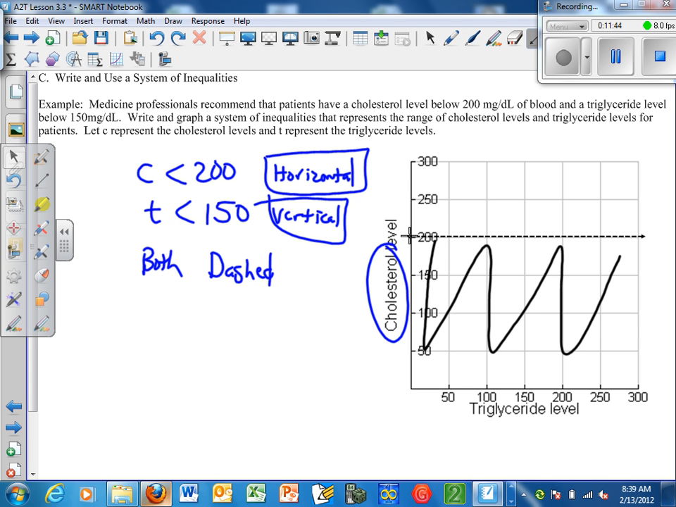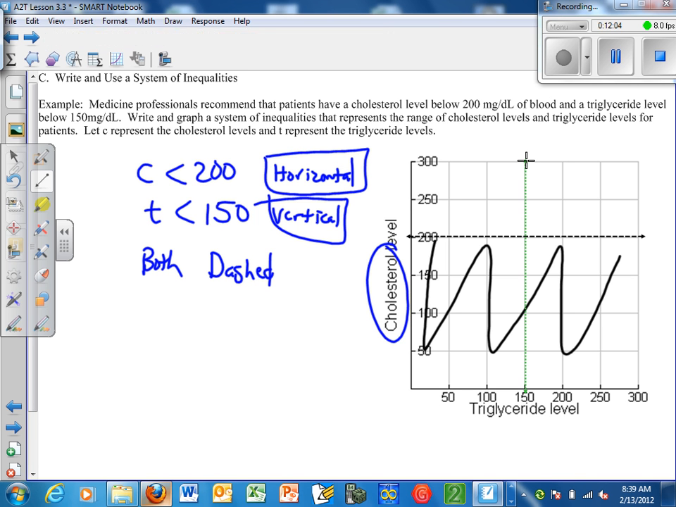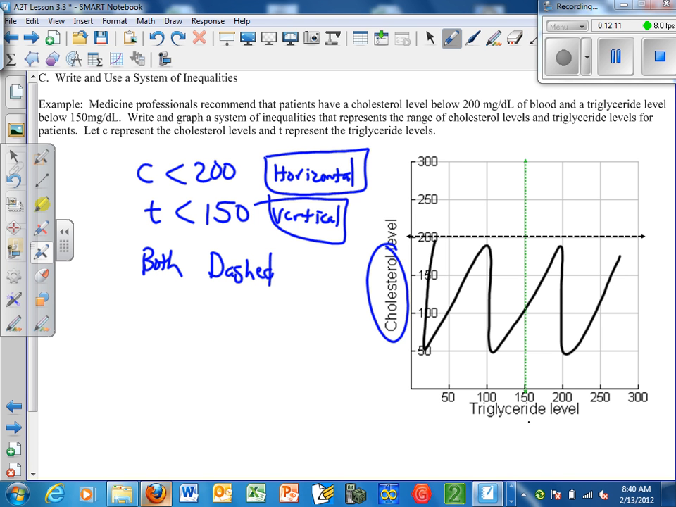T, notice T is triglyceride, that's on the horizontal axis, so that's like X equals 150, so that's a vertical line. So we're going to make a dashed line for that also. Let me grab a different color. So at 150, we're going to do this. Now, you can't go above and below a vertical line, but where does T get less than 150? Well, here's 150. Less than has got to be that way, so we're going to shade on that side. So let's do that in green because I made my line green.